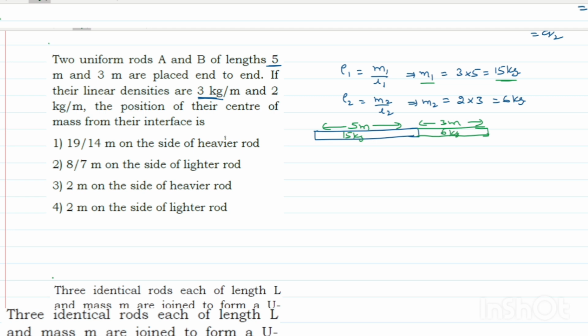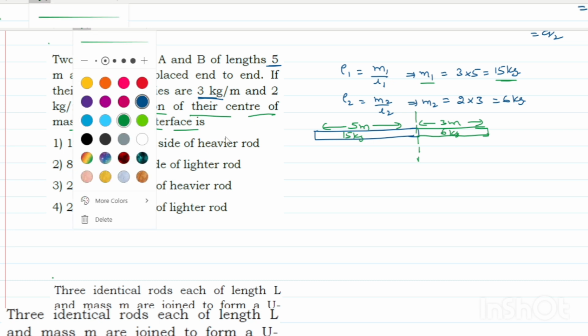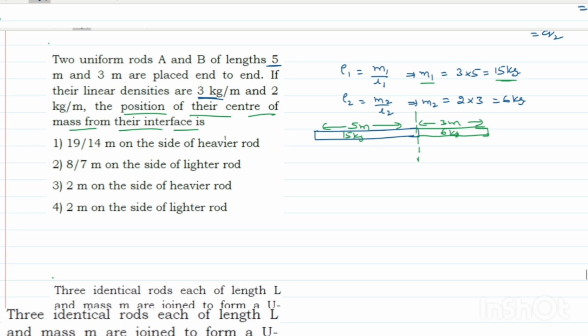Now here let us calculate the position of their center of mass from their interface. Interface means where they are going to be attached. Now let us calculate about that point, we just calculate the center of mass. So here XCM will be equal to M1 X1 plus M2 X2 by M1 plus M2.